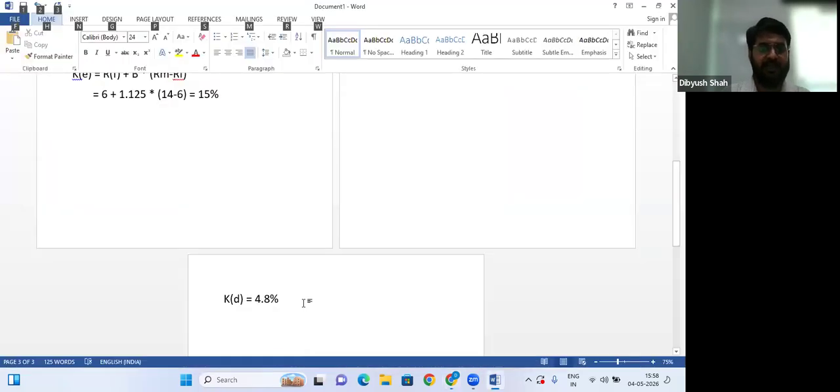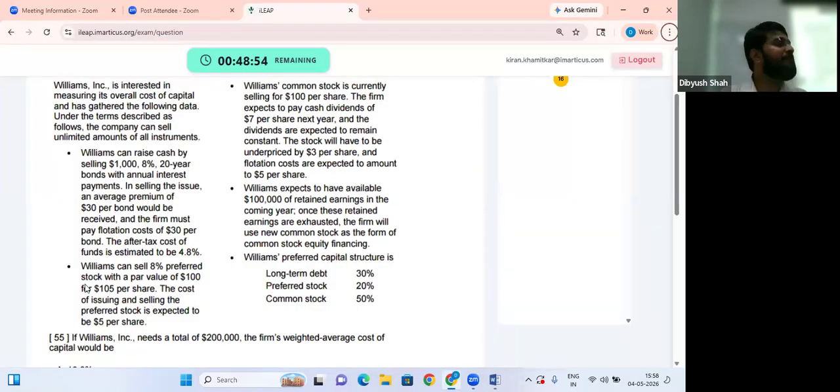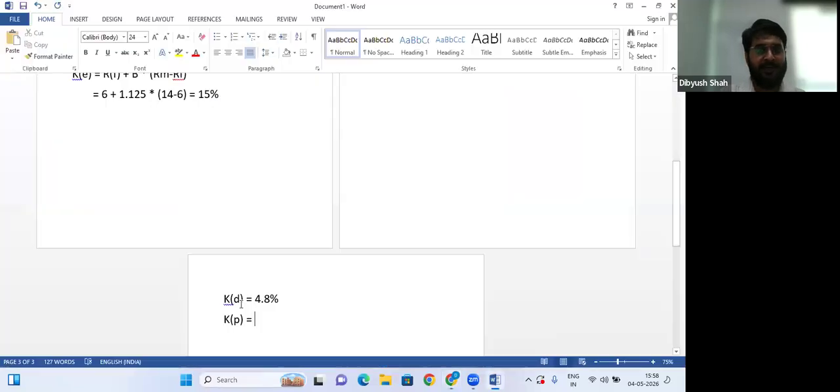So see, Kd is 4 point... Kp. So we have preferred. If you remember preferred stock, I told you it's dividend per share. But here it's dividend per share divided by net proceeds. So 8% preferred stock with a par value of 100. So dividend is always payable at par value, right? So in the numerator you will have 100 into 8%, and in the denominator you will have net issue proceeds.